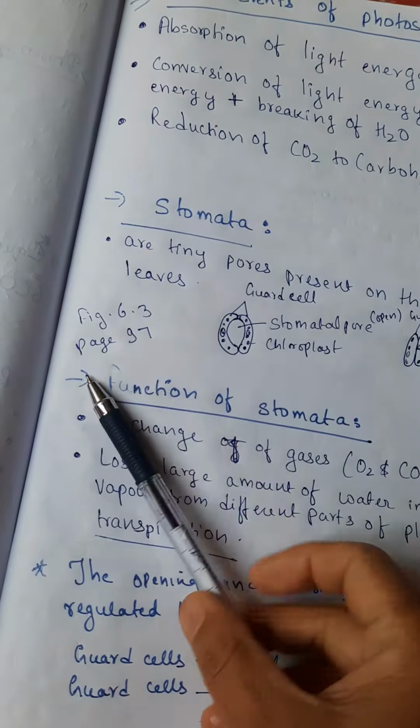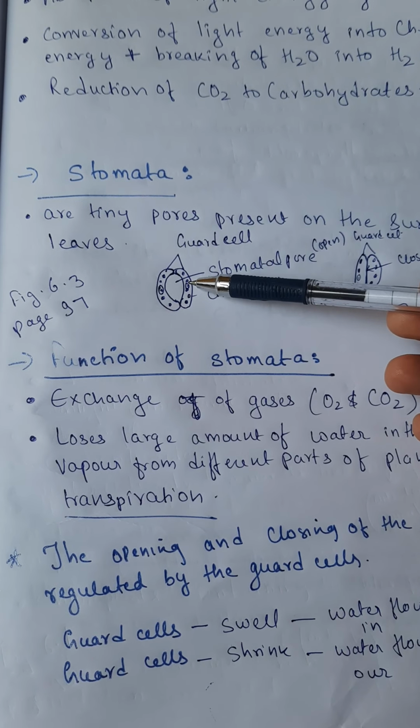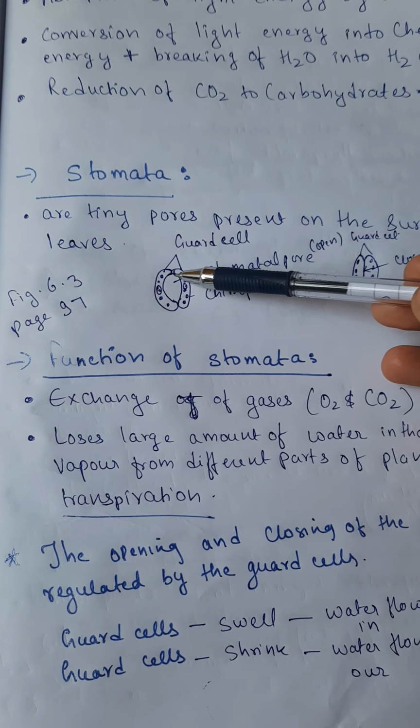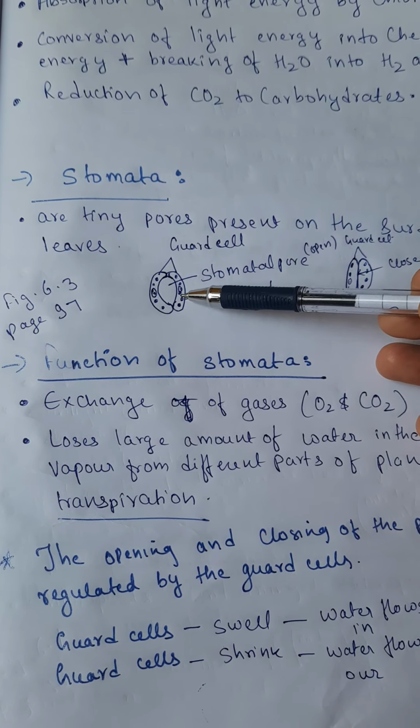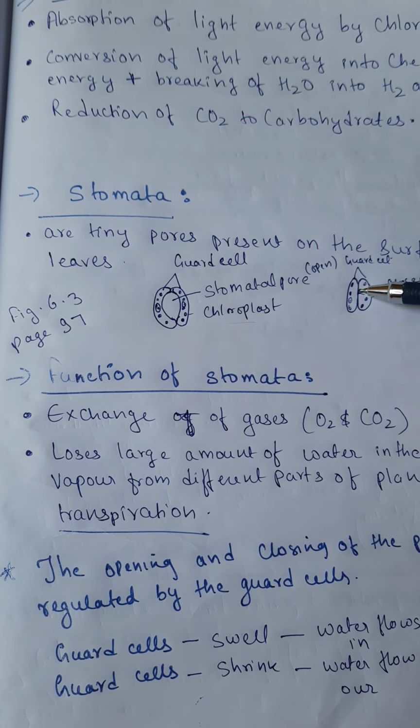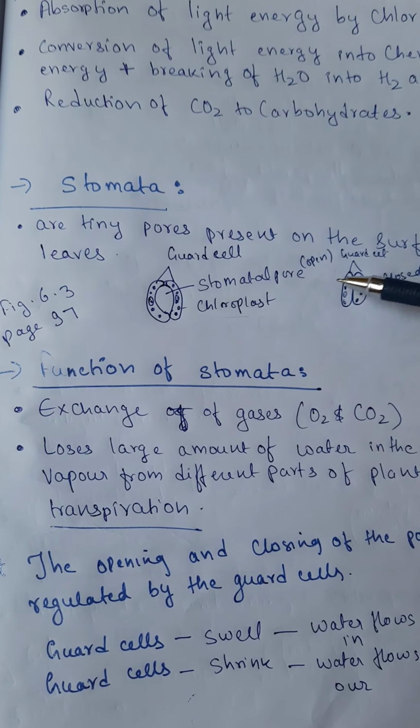You can refer to figure 6.3, page number 96 of your textbook. Now, this is the diagram of open stomata and closed stomata. And this one is the guard cells. And this one is the open stomatal pore, and these dotted things are the chloroplast, and this one is the closed pore. There is no hole, and you can see the guard cells.